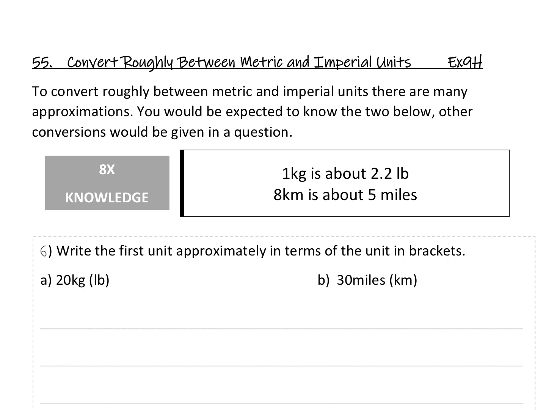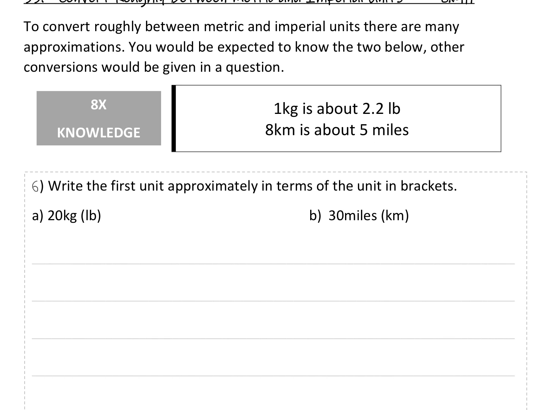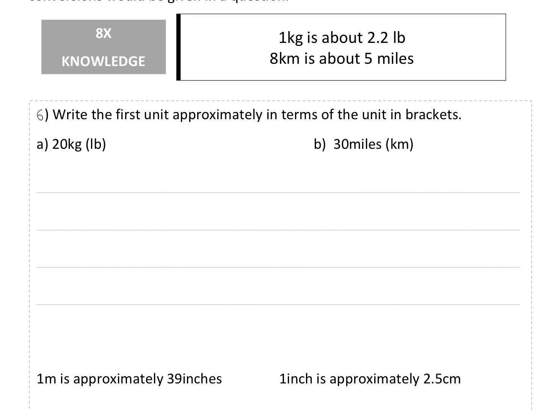To convert roughly between metric and imperial units, there are many approximations. You would be expected to know the two below. Other conversions would be given in the question. So you should know that a kilogram is about 2.2 pounds and 5 miles is about 8 kilometers, or 8 kilometers is 5 miles. We'll use those to help us with these questions.